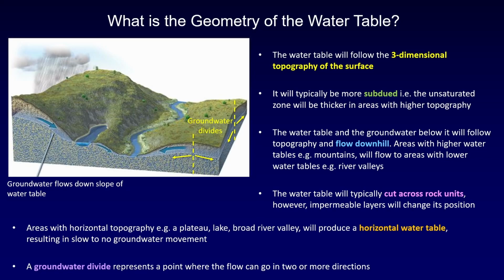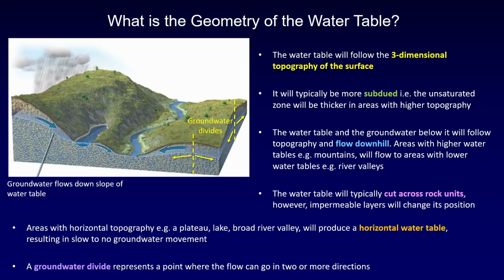So the first thing that you will notice is that the water table is following the three-dimensional topography of the surface. So you can see over here we have elevated terrain, the water table is elevated. Topographic low over here, the water table is at its lowest. So you can see that the water table is following the topography of the surface. Now it is not a one-to-one match, but it does follow the same general trends which are defined by the surface.